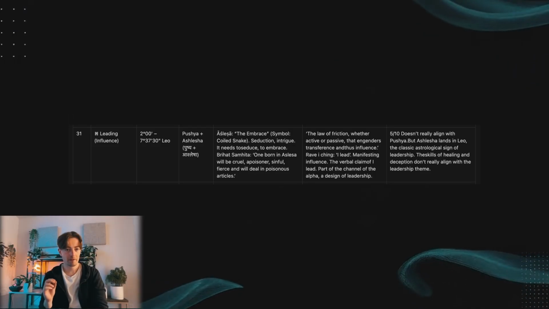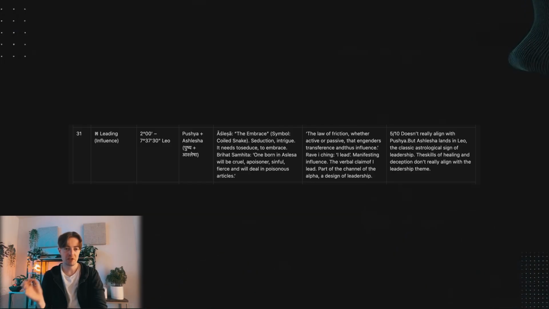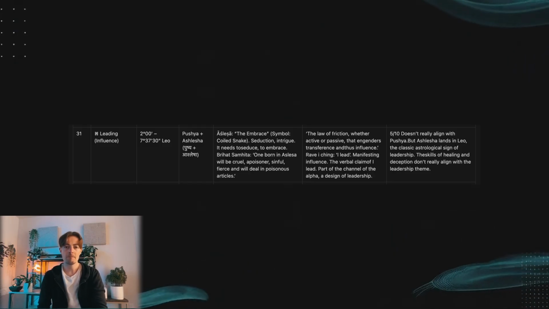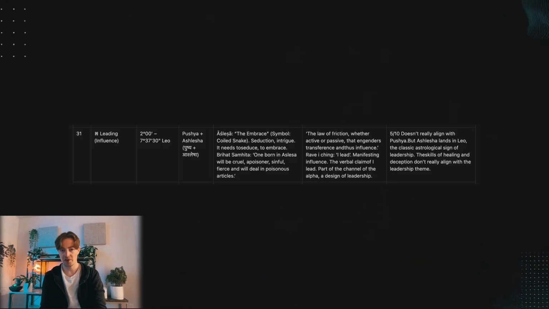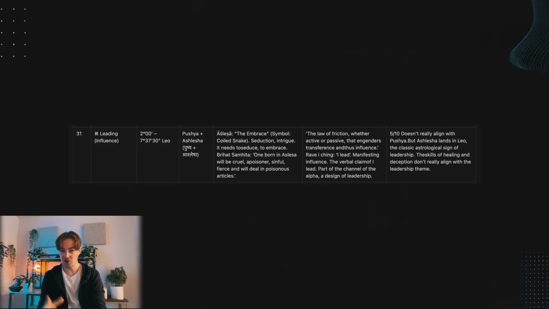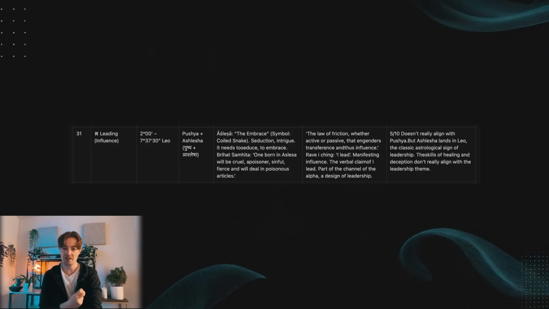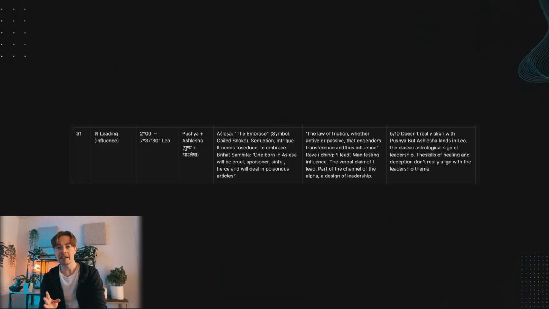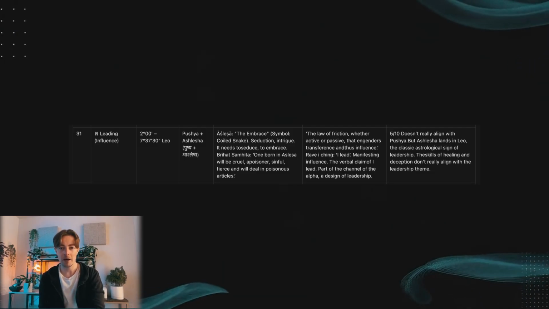Gate 31, leading, the gate of influence. This goes from 2 degrees to 7 degrees of Leo. It's part of the Pushya and also crosses into the Ashlesha nakshatra. So to introduce Ashlesha nakshatra, it's called the Embrace. The symbol is the coiled snake. It's about seduction, intrigue. It needs to seduce to embrace. And from the Brihat Samhita, one born in Ashlesha will be cruel, a poisoner, sinful, fierce, and will deal in poisonous articles. So there's something shady and mysterious and seductive about this nakshatra.